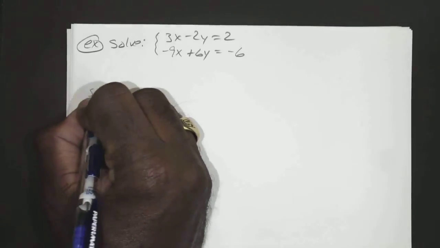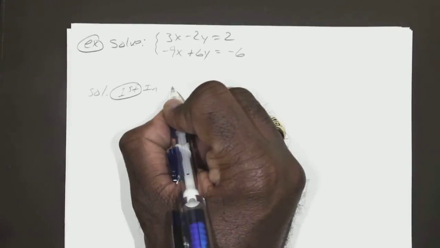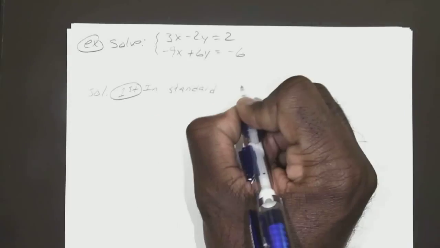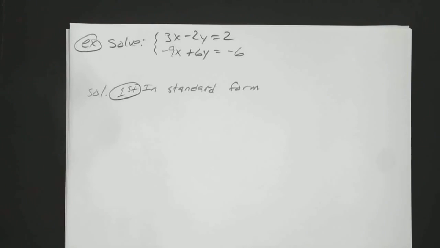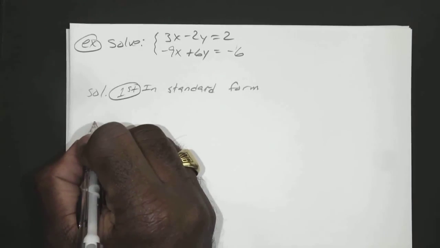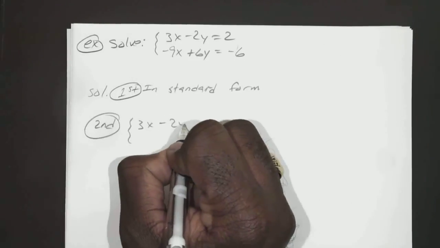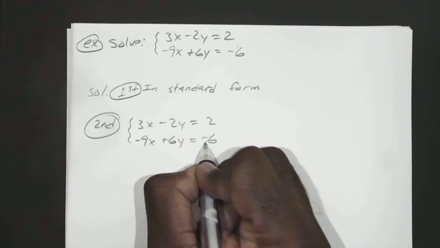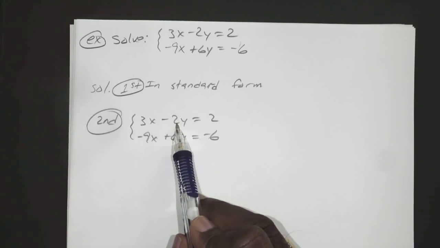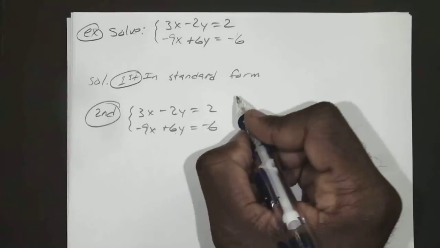Okay. So we see here it's already in standard form, so we're good for the first step. Now for your second step, we just have to get these to match up. So if we have 3x minus 2y equals 2, and negative 9x plus 6y equals negative 6, we can multiply this first one by 3. Then that'll give us negative 6y and positive 6y.